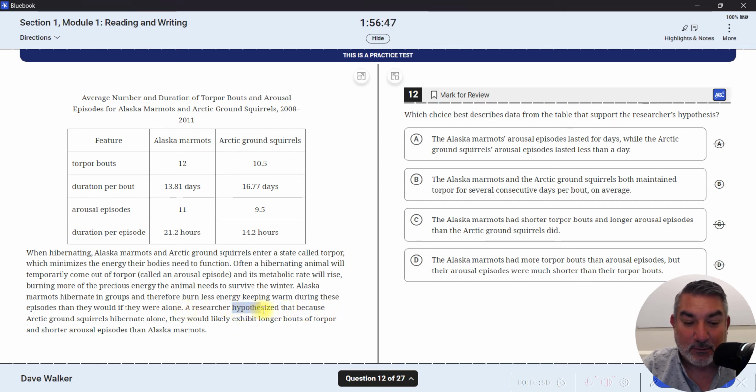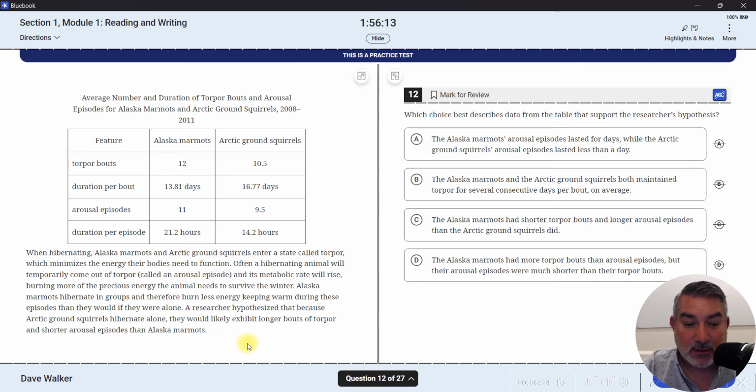Here it is. A researcher hypothesized, whatever comes after this is going to be the claim, that because of some reason, here's the real hypothesis, they, which would be Arctic ground squirrels, they likely exhibit longer bouts of torpor and shorter arousal episodes than Alaska marmots. Let's again predict the basic categories of information that need to be in the correct answer to have any shot whatsoever of supporting that type of claim.